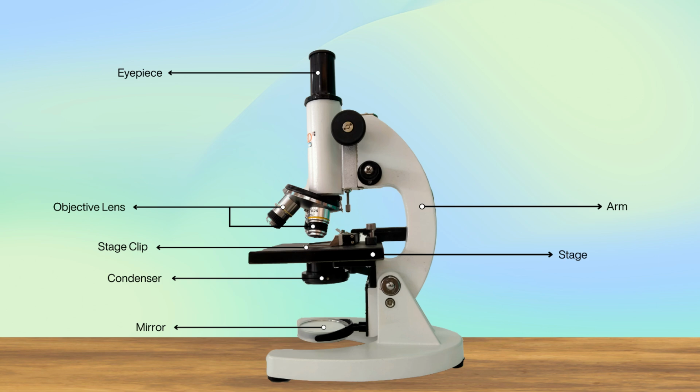There are also 2 focuses. The coarse focus is a large knob used for moving the stage up and down to bring the specimen into general focus. The fine focus is the smaller knob for making precise adjustments to sharpen the image. Now that we have reviewed the components of a microscope, let's go ahead and use one.